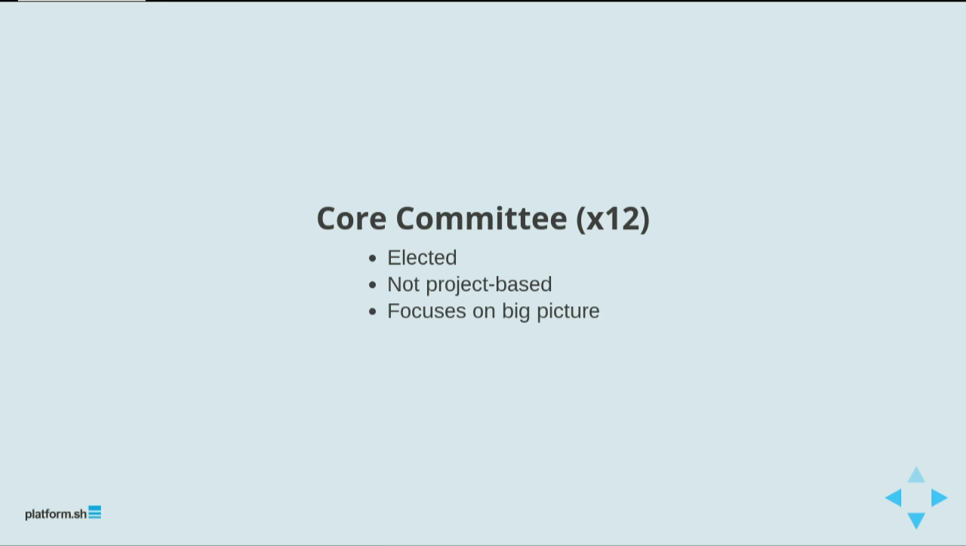And they focus on the big picture of FIG. They focus on, are all of these specifications compatible with each other? Are we following trends in the language? Did we actually bother to reach out to this project that will be impacted by the spec so they had a fair say? That's the kind of thing the core committee is responsible for, that kind of big picture oversight of the work that happens.